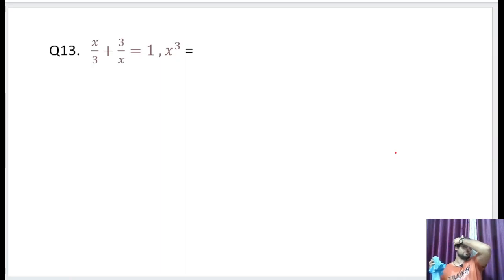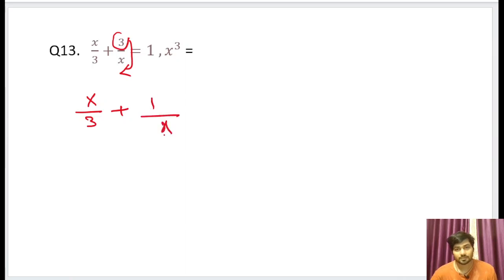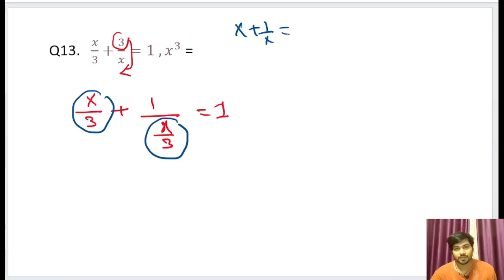x upon 3 plus 3 upon x equals 1. Find x cube. This is a very simple problem. Nothing much to explain. We have x upon 3 given, and if I take 3 in the denominator, what I'll have is 1 upon x upon 3 equals 1. It means, as I have told you, if anything is given in this form, it is simply the x plus 1 by x form, right? Taking whole x by 3 as x.